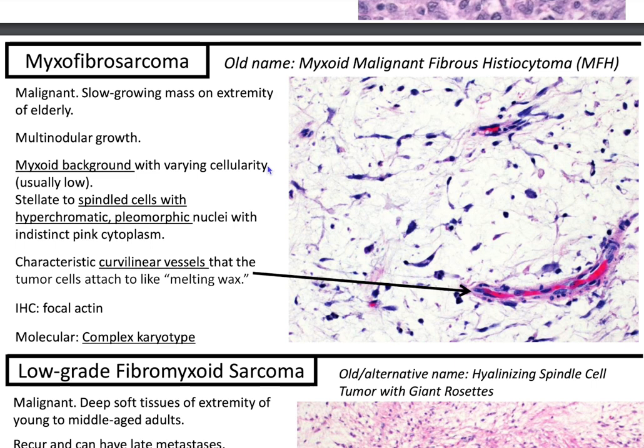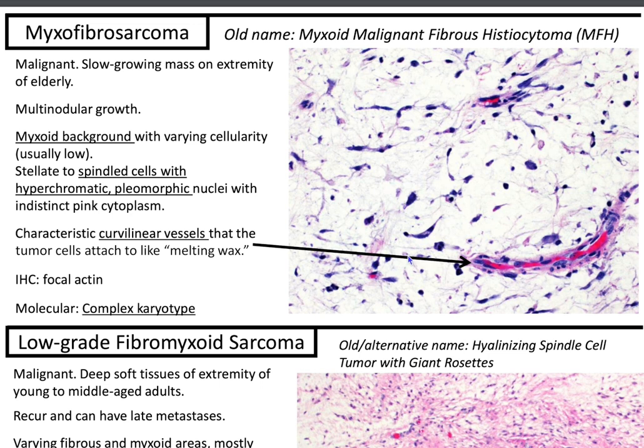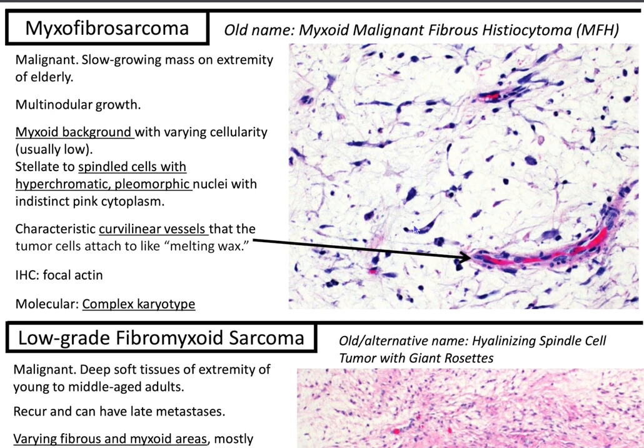The telltale histology is a myxoid background with varying cellularity, usually low. You'll have these curvy linear vessels that have tumor cells attached that look like kind of melting wax. And then you'll see these stellate spindled cells with hyperchromatic pleomorphic nuclei with indistinct pink cytoplasm. IHC has focal actin, but molecularly there's no telltale defining molecular study. It has a complex karyotype.